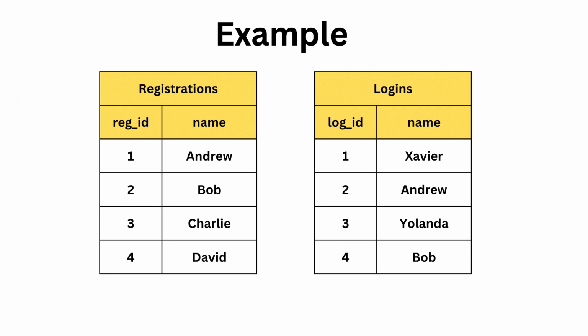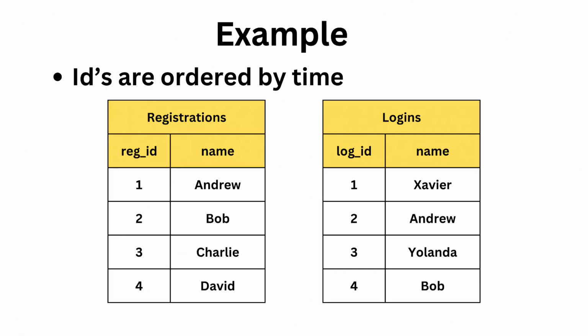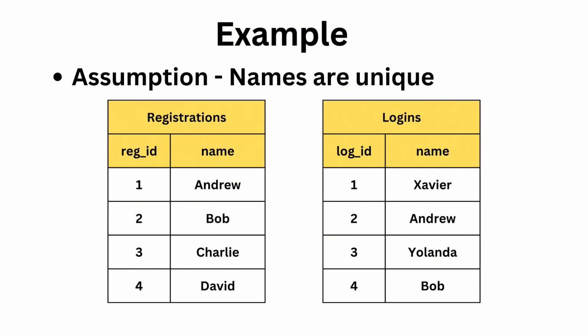So after the conference, we end up having these tables. So we have a registrations table as well as a logins table. The respective ID columns indicate what order they registered or logged in on site. So we can see in the registrations column, we have Andrew who registered first, then Bob, then Charlie, then David. And then we have logins with Xavier, Andrew, Yolanda, and Bob.